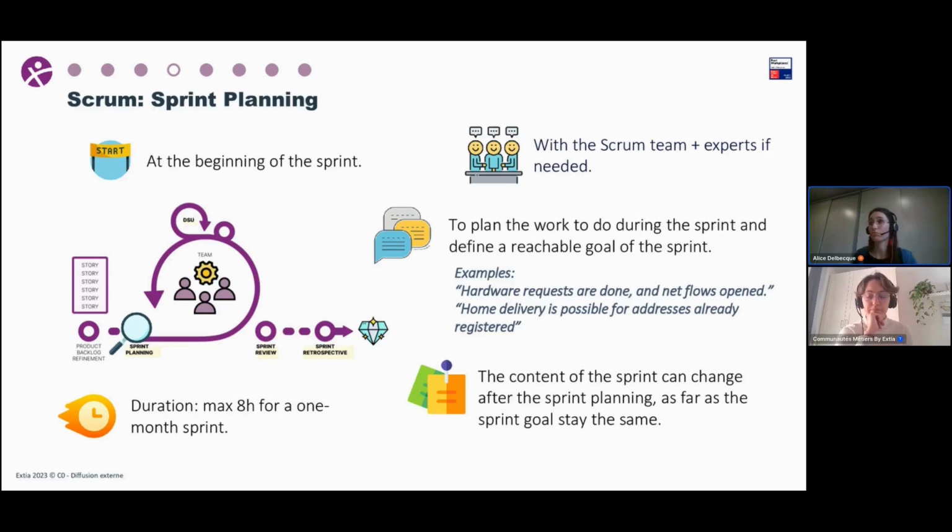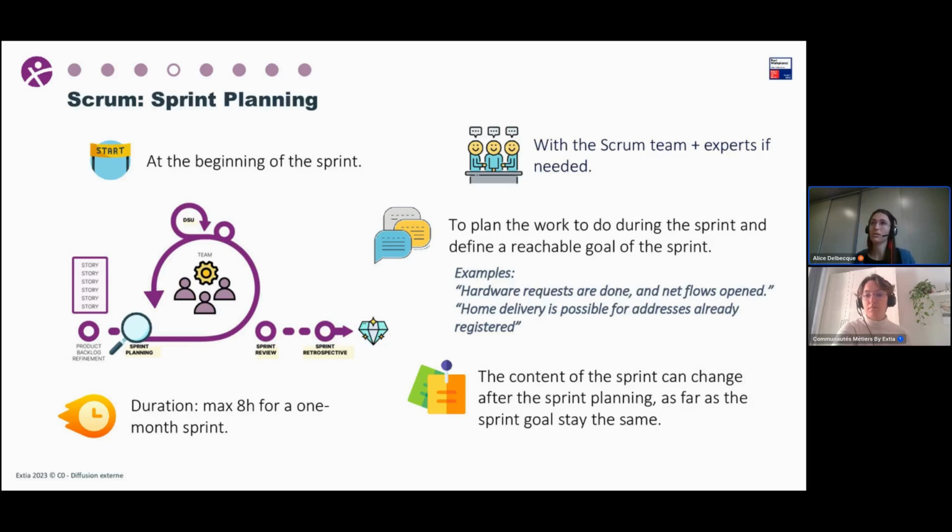Another example, for a dev team working on delivery apps, for instance: home delivery is possible for addresses already registered. So you have a goal which is small enough to be achievable within one sprint. And so in case of change, the team knows what they have to follow, because the content of the sprint can change, but the sprint goal should stay the same.